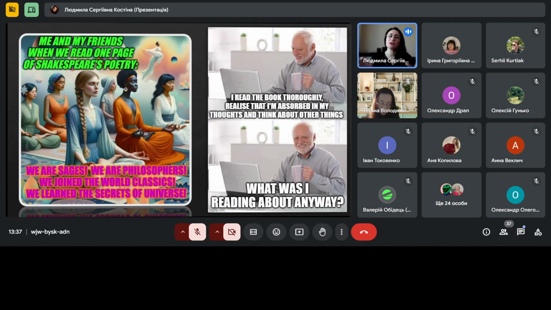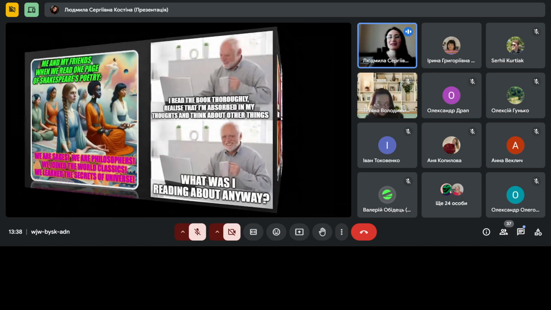A little bit of seriousness and something philosophical. You can see a group of women: me and my friends, when we read one page of Shakespeare's poetry. And these women feel like sages, like philosophers, yes? They join the world of classics, right? And a man who has read the book thoroughly realized that he's absorbed in his thoughts and thought about other things. But the question is, what was I reading about anyway? Quite hilarious. So, let's move on.